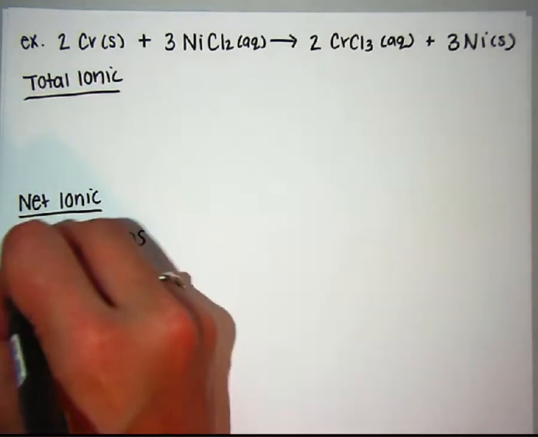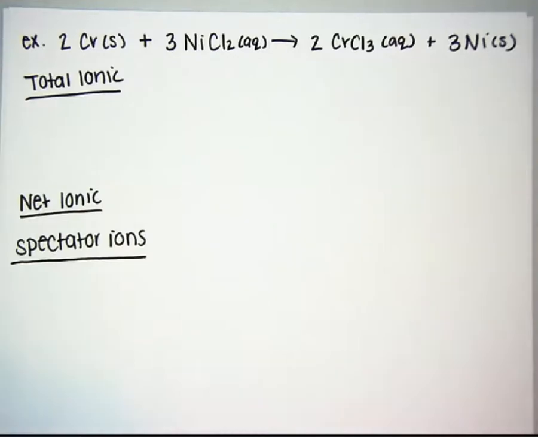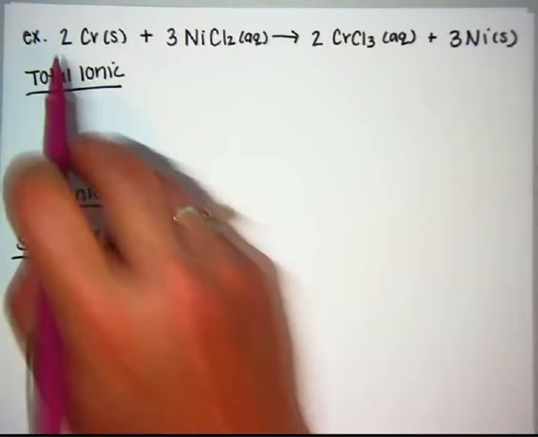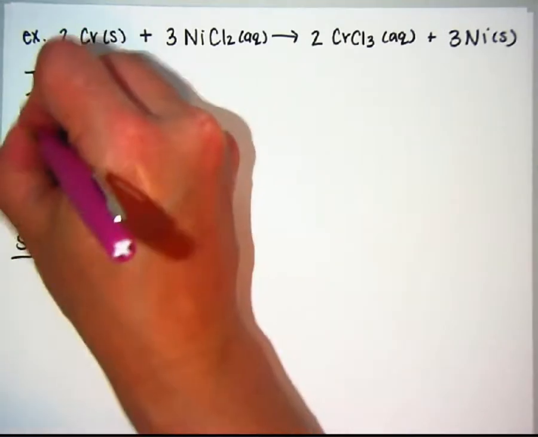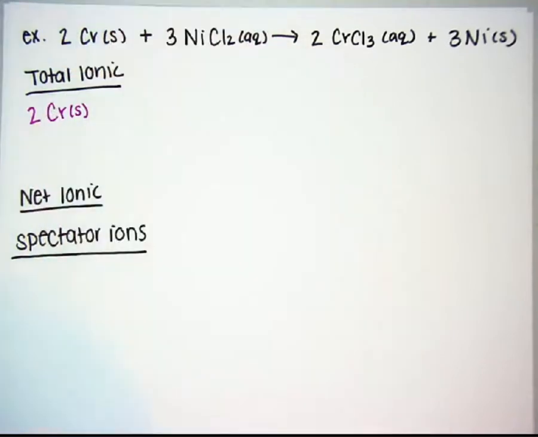If you're ready to try this one on your own, pause the video, come back and check your answer. If you need me to talk through it, stay with me. All right, we are just going to bring down our solid. It does not get a charge. We only add charges when our ionic compound dissociates into ions. Ions have charge.